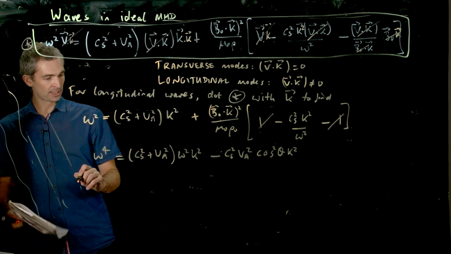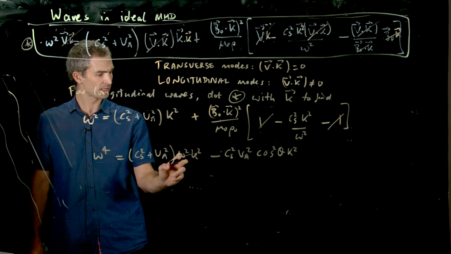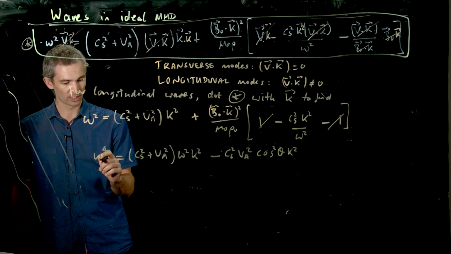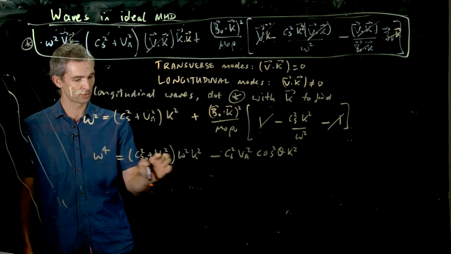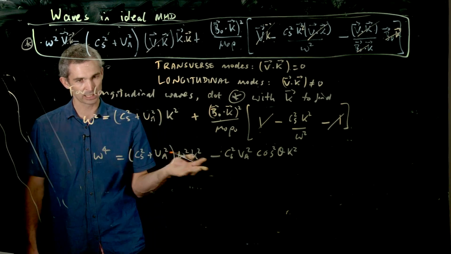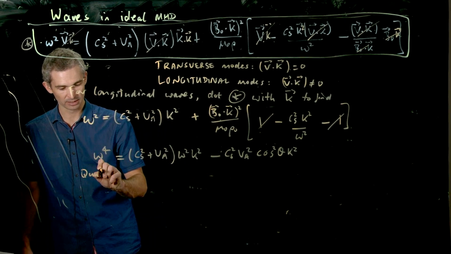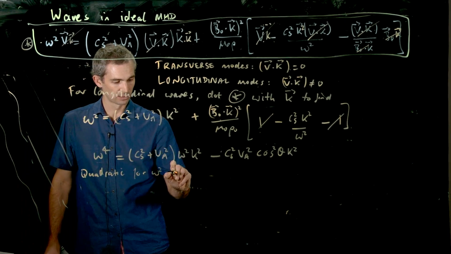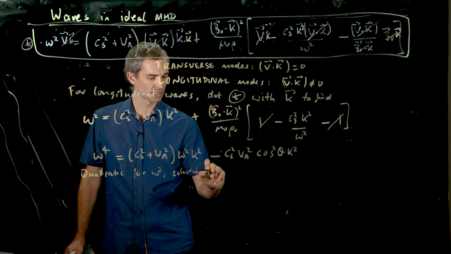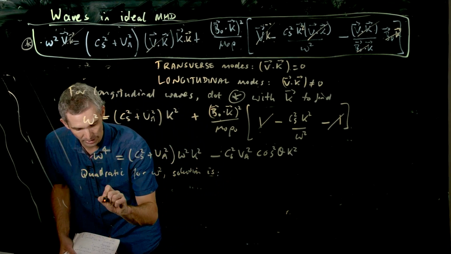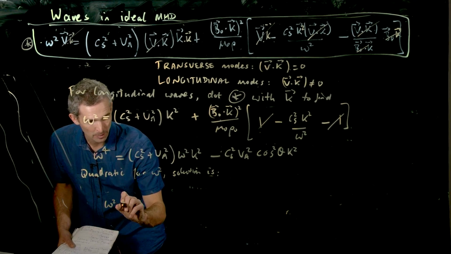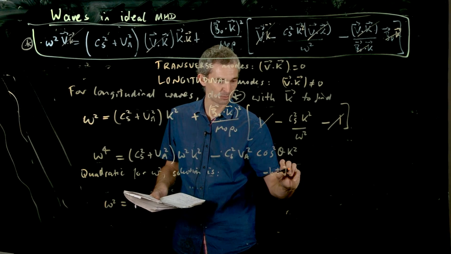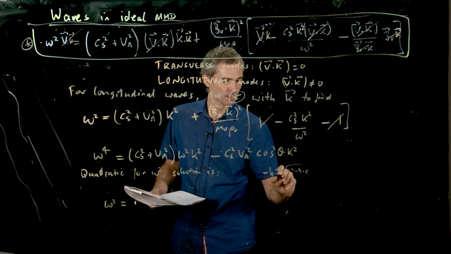All right, so how are we going to solve this for omega? So this is like a quadratic, but for omega squared, right? So it's a quartic, but if you think about x being equal to omega squared, this is just like a quadratic equation. So this is a quadratic for omega squared. The solution is just the usual solution to a quadratic, where our x is omega squared. So it's minus b plus or minus the square root of b squared minus 4ac on 2a.